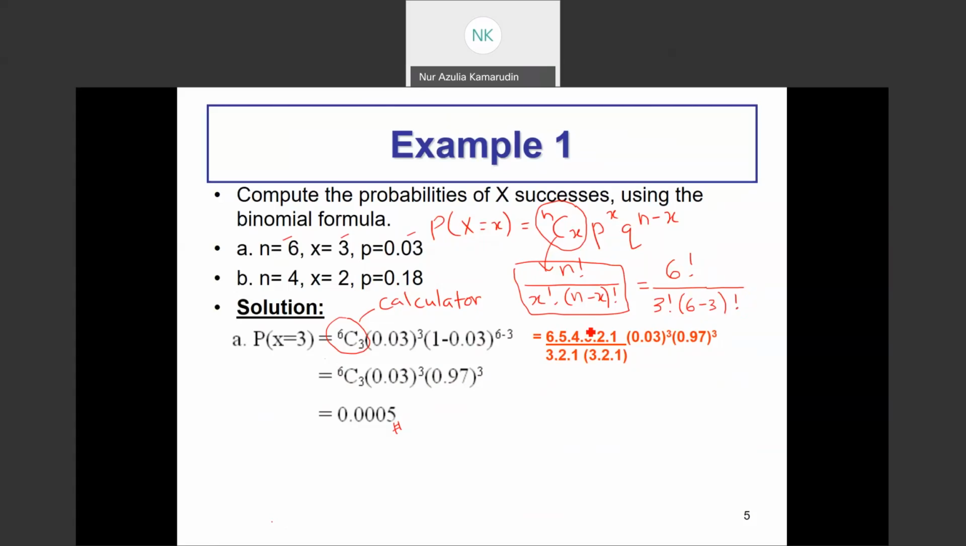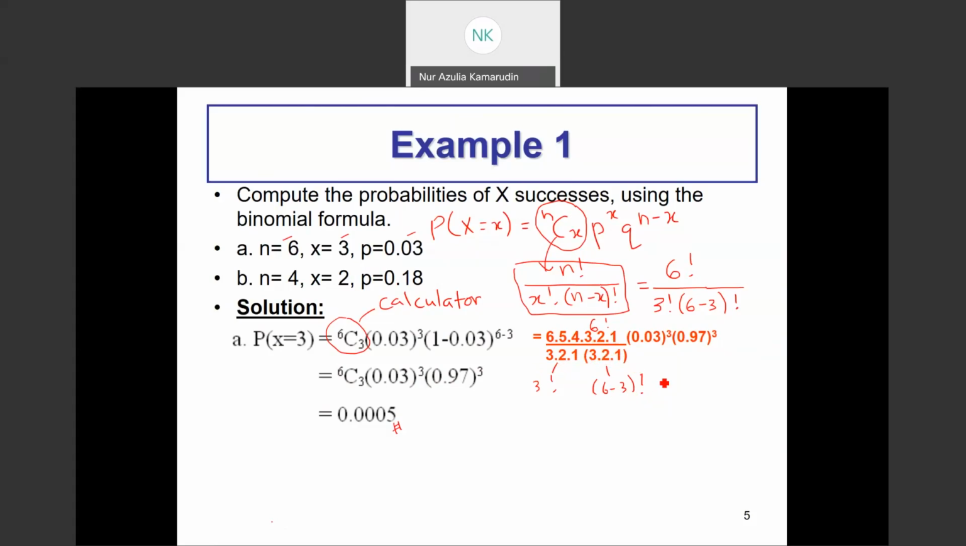You want to calculate the factorials. This is your 6 factorial, this is your 3 factorial, and this comes from your 6 minus 3 factorial. Meaning 6 is your starting value, and then you multiply by the previous value. So 6 times 5 times 4 times 3 times 2 times 1. The same goes for 3 factorial: 3 times 2 times 1. Again, 6 minus 3 is 3 factorial, 3 times 2 times 1.